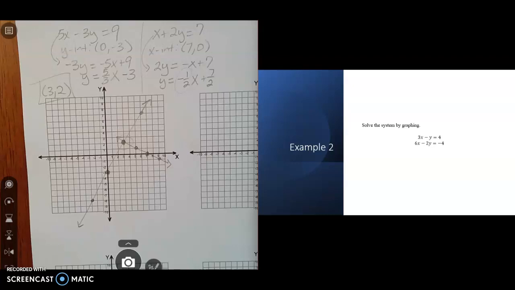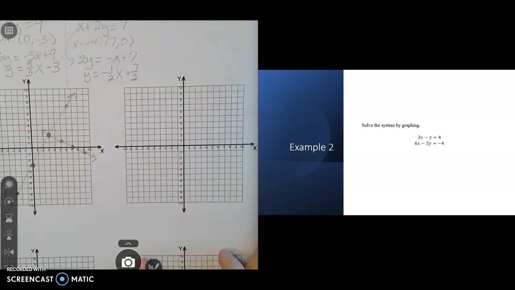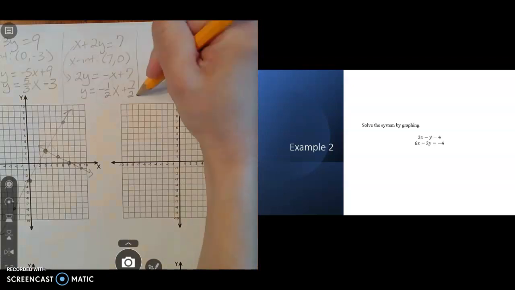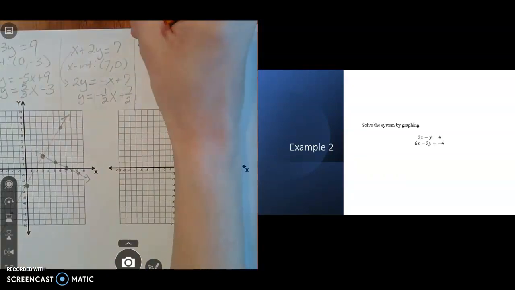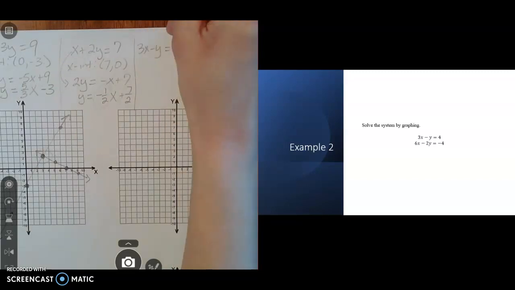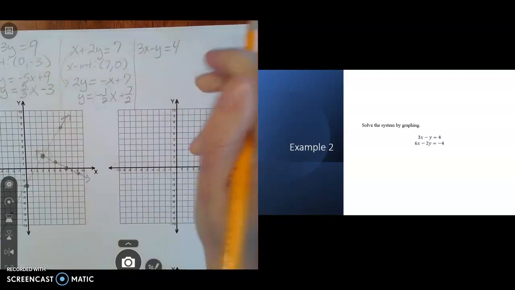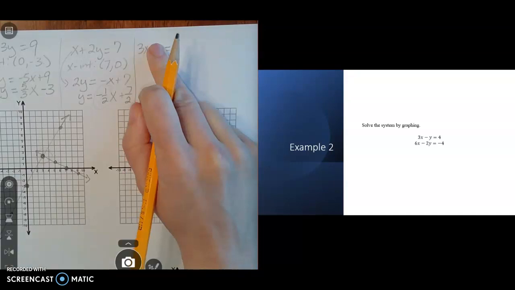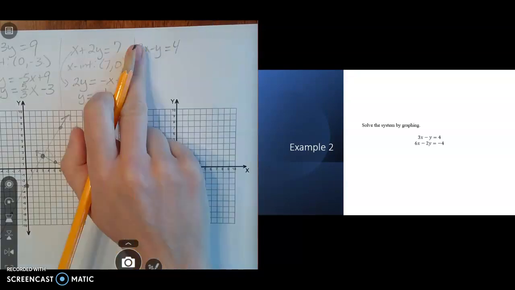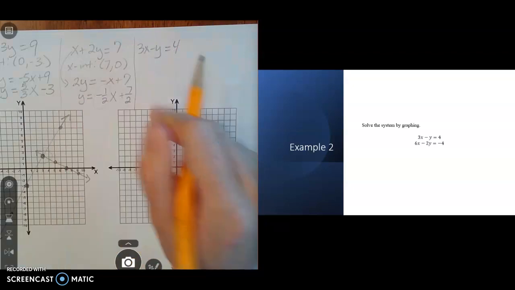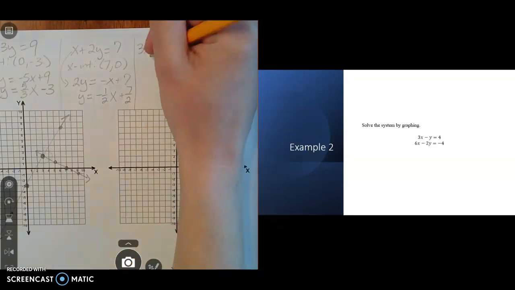Example 2, we've got solve the system by graphing. All right. First equation I get to graph is 3x minus y equals 4. Give myself some space over here. And this one, it's not going to have a nice x-intercept. That would be 4/3. That's not very convenient. The y-intercept's not too bad. It's negative 4. But let's go ahead and get that in slope-intercept form.